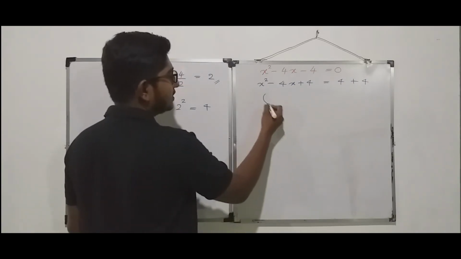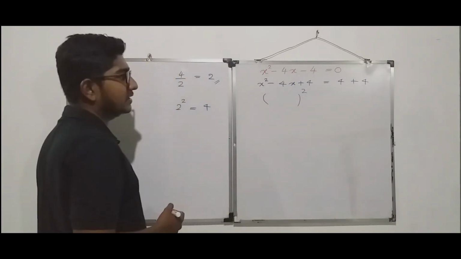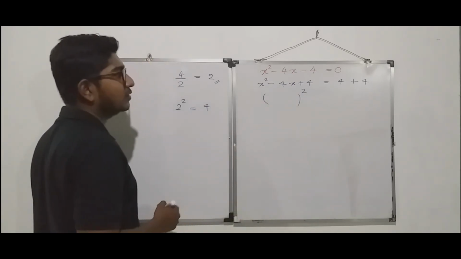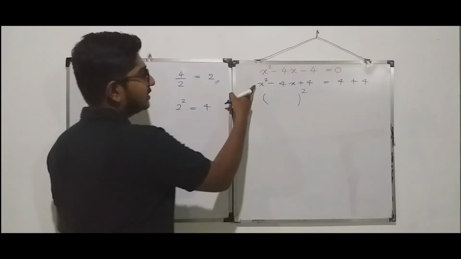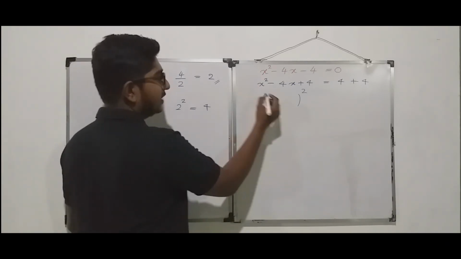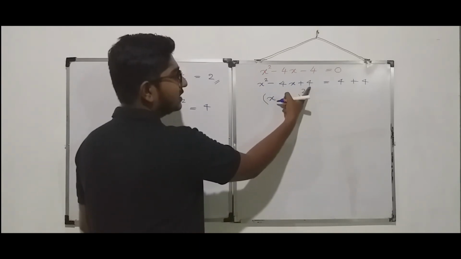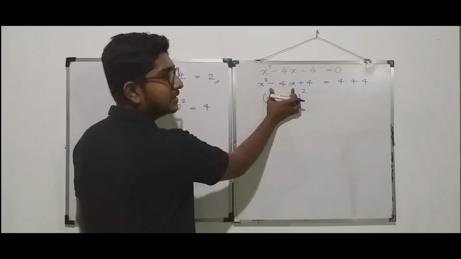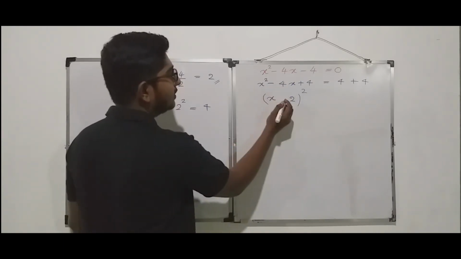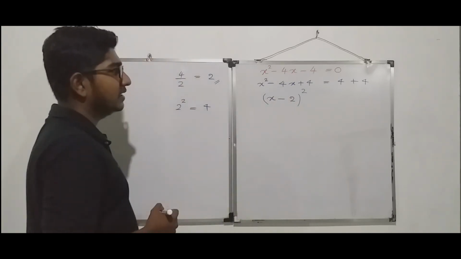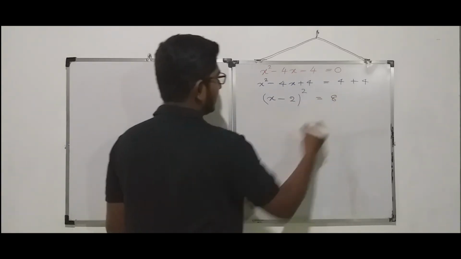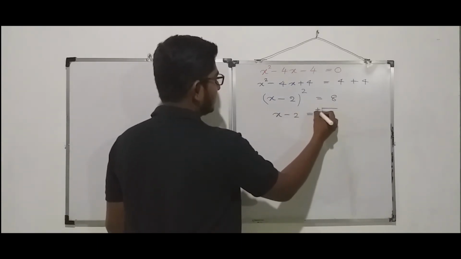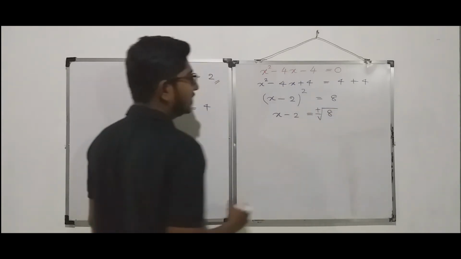For these three terms, we can write a complete square. How to obtain the two terms of this perfect square? Take the square root of the first term, x squared, that is x. Take the square root of the third term, 4, that is 2. Then consider the middle term, take the sign of the middle term and put it in the middle. This becomes 8. So in order to find x, we have to take the square root on both sides. This becomes plus or minus root 8.